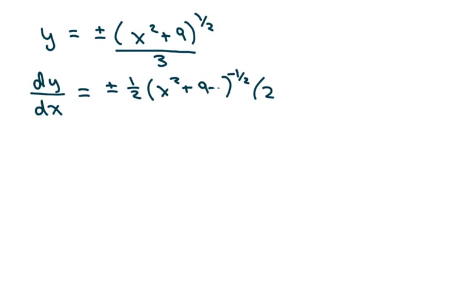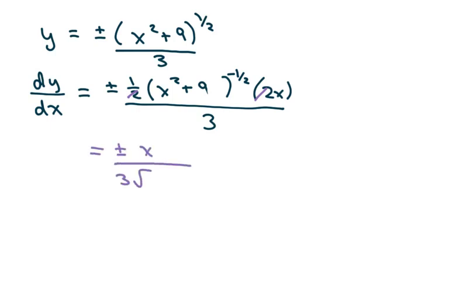This is not an x. I always write stuff down for no reason. Alright, so this would just be 2x. Now, all over 3. Here the x's cancel, the 2's cancel. So you're going to get this equals plus or minus x over 3 times the square root of x squared plus 9.